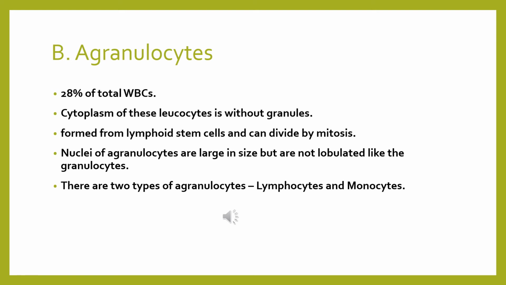Here, the agranulocytes are produced by the process of leukopoiesis from the lymphoid stem cells of lymphatic organs, and they can divide mitotically. In agranulocytes, the nuclei are large in size, but they are not lobulated, not lobed like granulocytes. On the basis of the shape of the nucleus, agranulocytes are divided into two types, lymphocytes and monocytes.